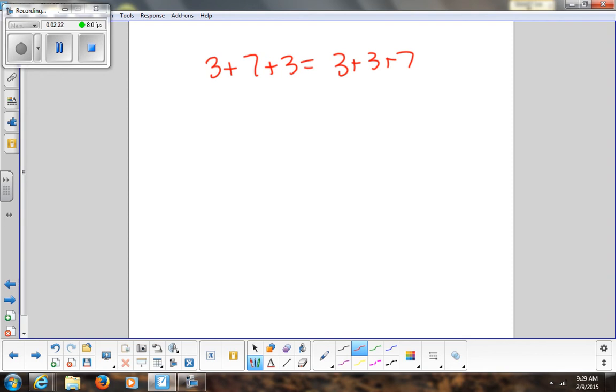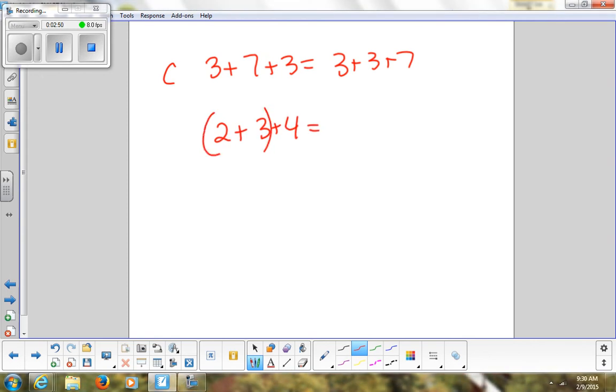Associative has what? Parentheses. Okay, associatives have what? Parentheses. Okay, commutative means I can change numbers around and the answer is still the same. So this is C. Yeah. So this is gonna be like the easiest thing in the world. Wait until we do the math.